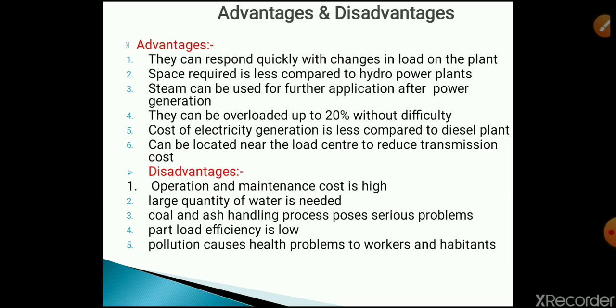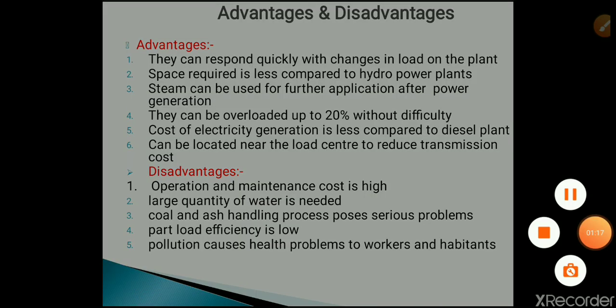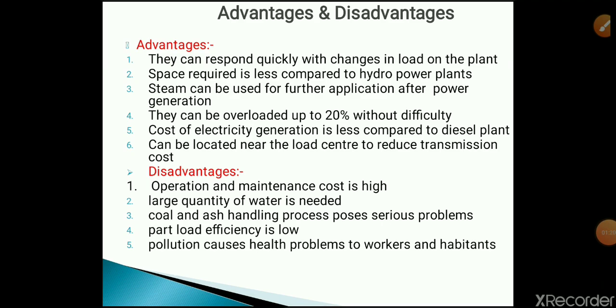These are some important advantages. Now we will see what are the disadvantages. First of all, operational and maintenance cost is high as compared to other plants. Number 2 is large quantity of water is needed for this plant. Number 3, coal and ash handling process poses some serious problems. Number 4, part load efficiency is low. And last one is it causes pollution, and that is more harmful to the workers and inhabitants. These are the disadvantages of a thermal power plant.